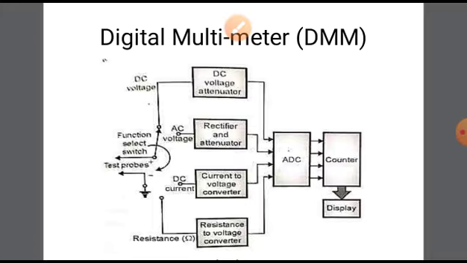DMM stands for digital multimeter. Using this DMM you can measure DC voltage, AC voltage, DC current, AC current, and also the resistance of any device in a digital form.